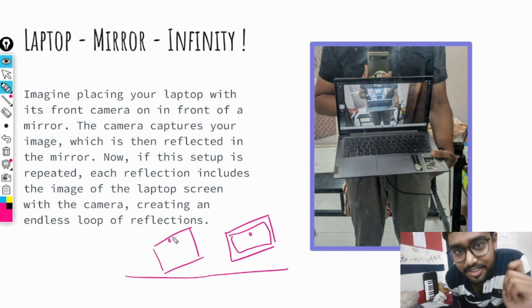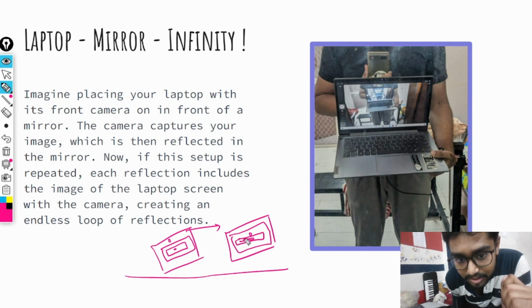Now, the laptop with its front camera on also shows what it sees. It can also be said to be reflective, though not technically. So it shows what it sees, and what it sees is a mirror. It sees a mirror which shows a laptop with its front camera on. Now, what does the mirror see? It sees a laptop, but that laptop sees a mirror, and that mirror sees a laptop with its front camera on. And then it keeps going back and forth infinitely.